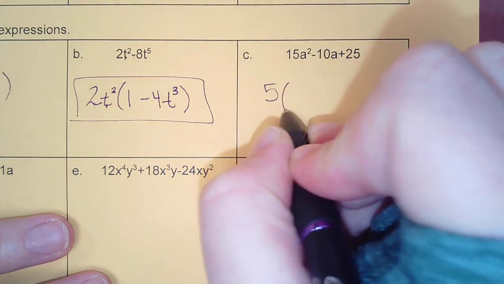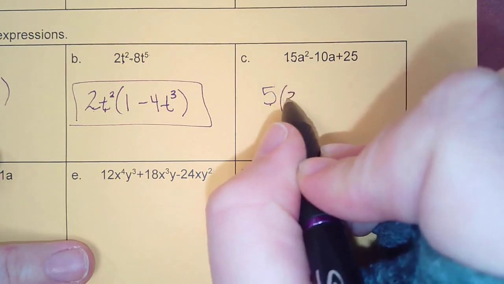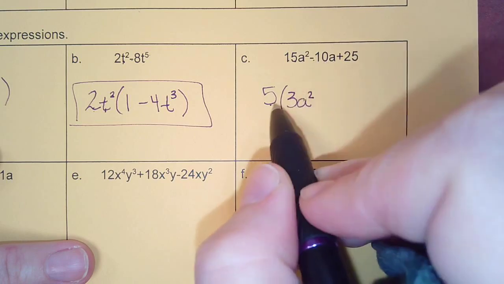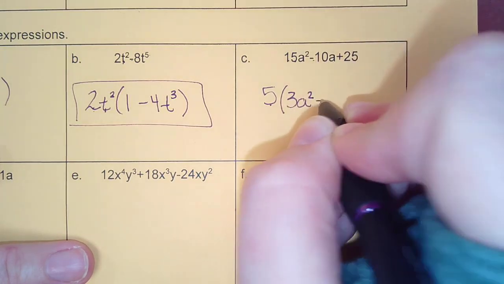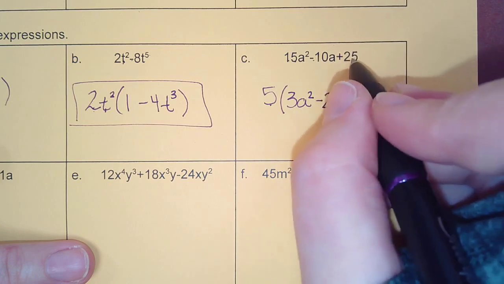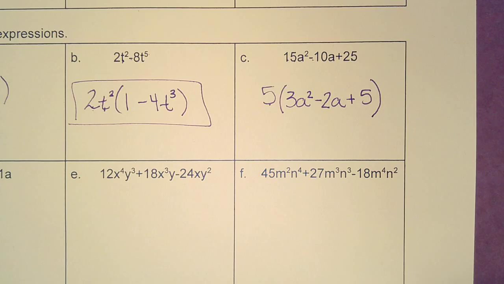So now I'll go ahead and do the division. 15 divided by 5 is 3, and the a squared stays. Negative 10 divided by 5 is negative 2, and the a stays. 25 divided by 5 is 5. All right.